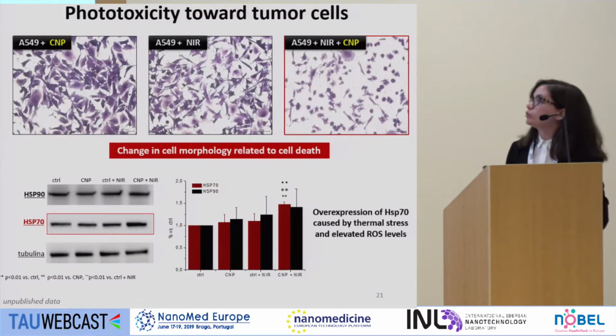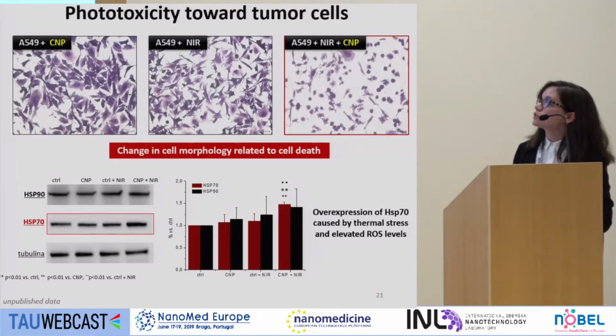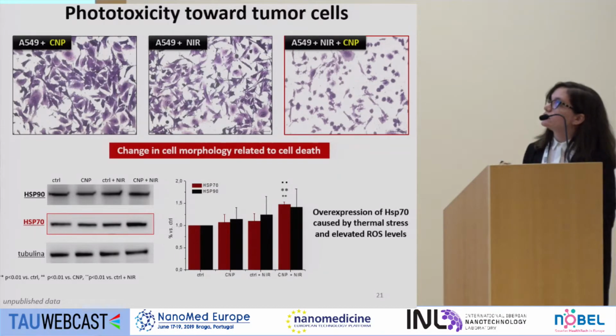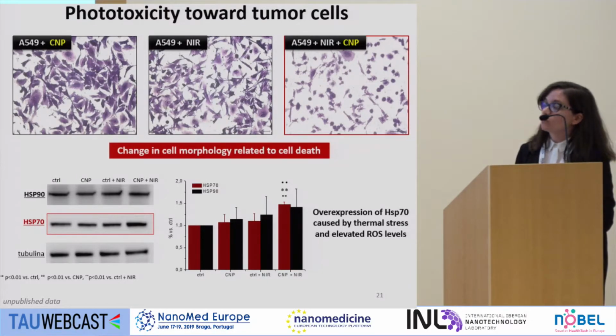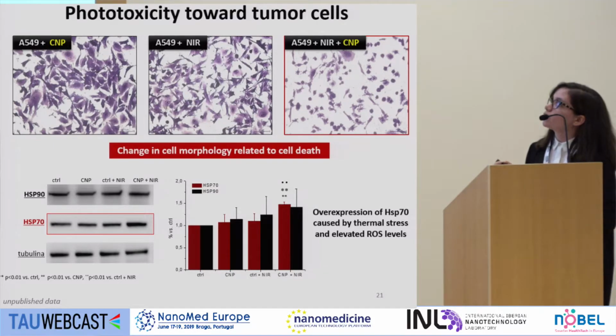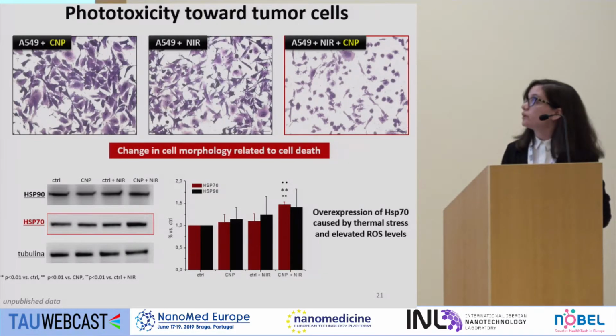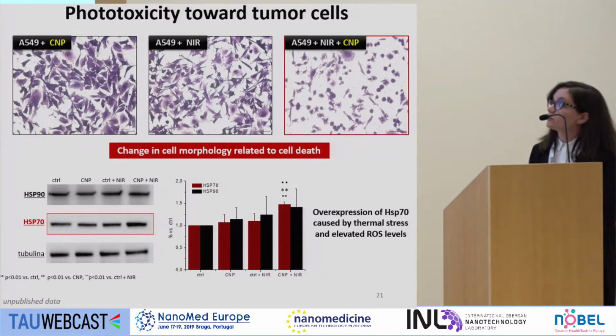Since nanoparticles are able to produce singlet oxygen and heat upon irradiation, we tested their phototoxicity toward tumor cells. We used A549 tumor cells. And we checked the toxicity of the nanoparticles incubated with the cells, and the toxicity of the laser without nanoparticles. And we then performed the experiment incubating the nanoparticles and irradiating with the near-infrared laser, and we found a change in cell morphology related to cell death in the presence of nanoparticles.